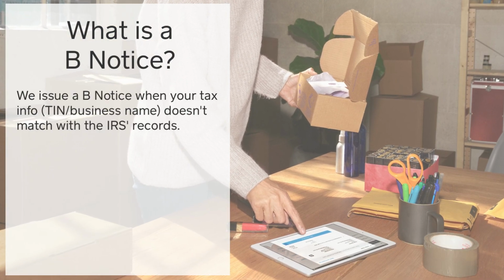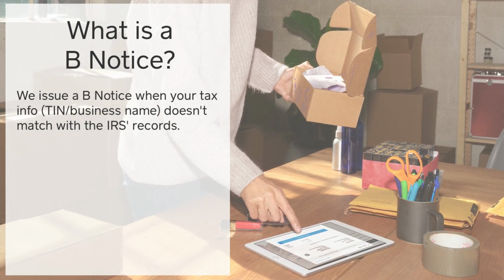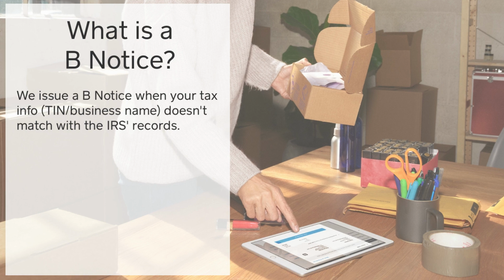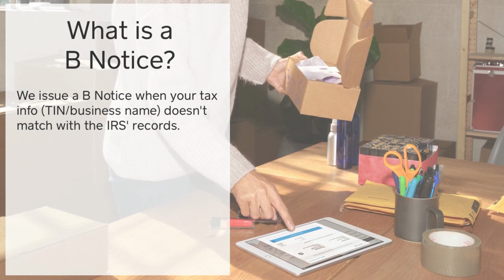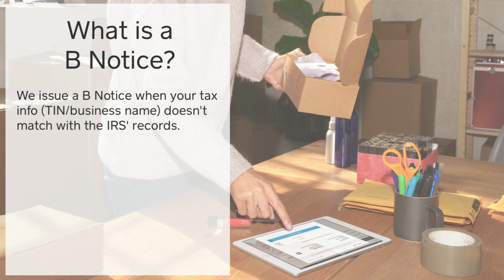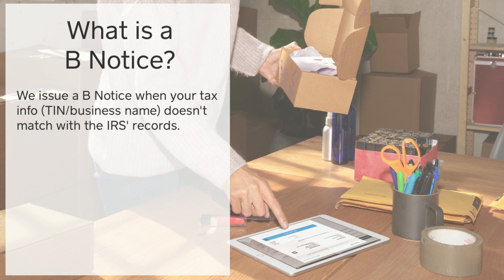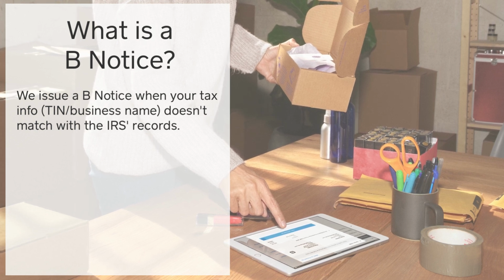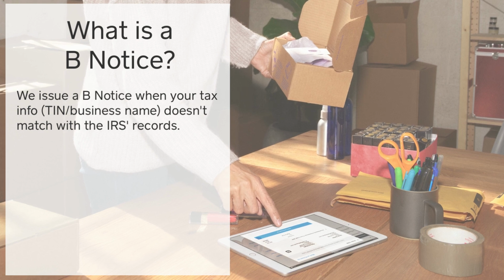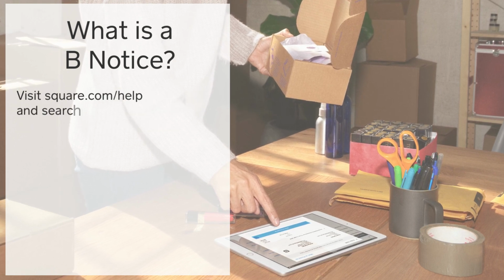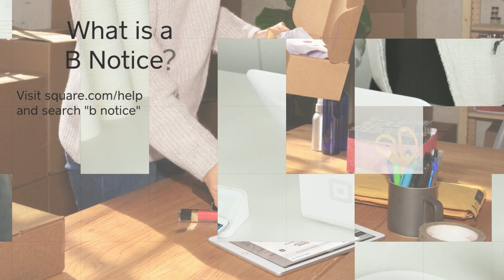When your taxpayer information, TIN name combination, doesn't match with the IRS's records, Square is required to issue a B notice to your account. You'll receive a notification letter and email from our teams with the required due date to update your information. If you do not submit the required documentation by the due date, your Square account will be deactivated. Again, this will only happen if your taxpayer information isn't correct, so it's important to update your information as soon as possible. Visit square.com/help and search B Notice for more information.